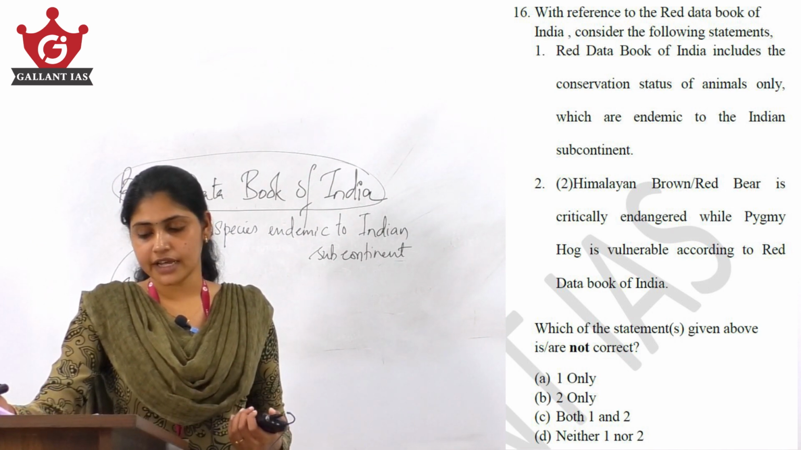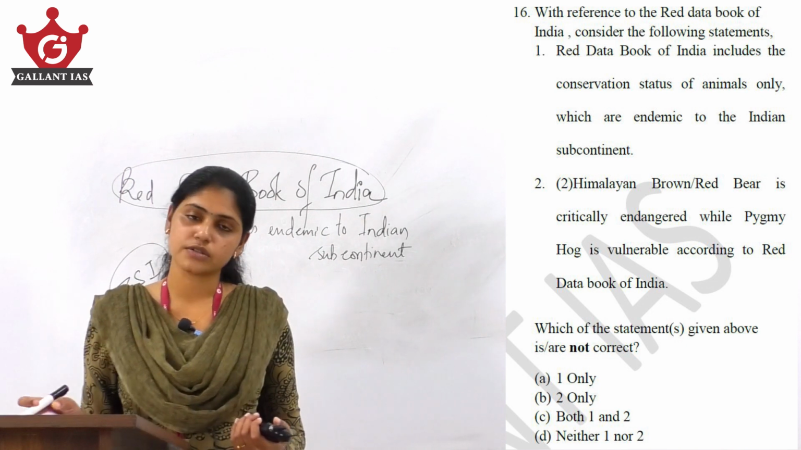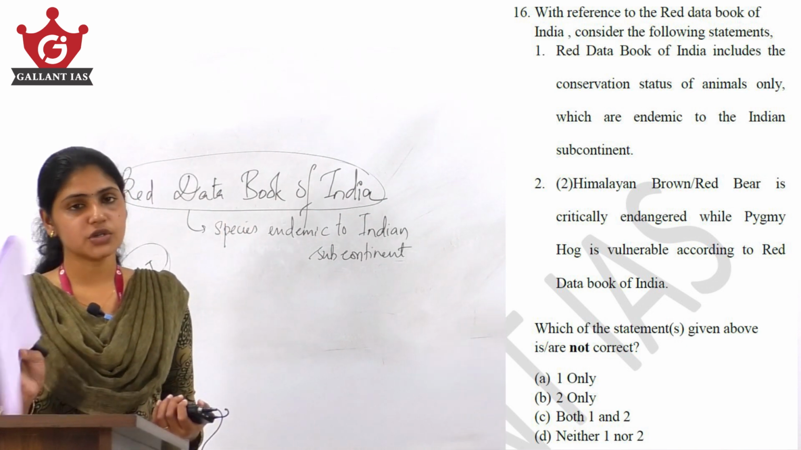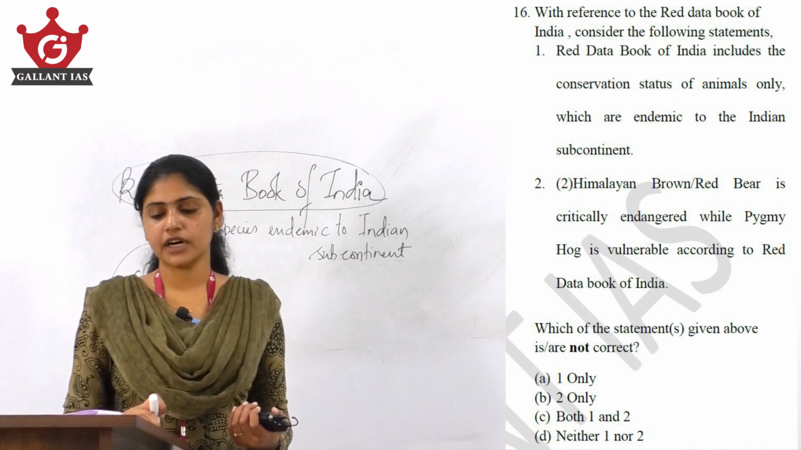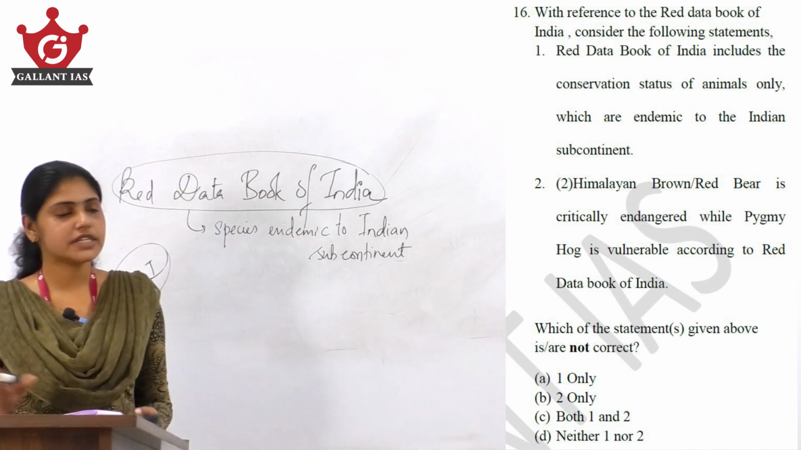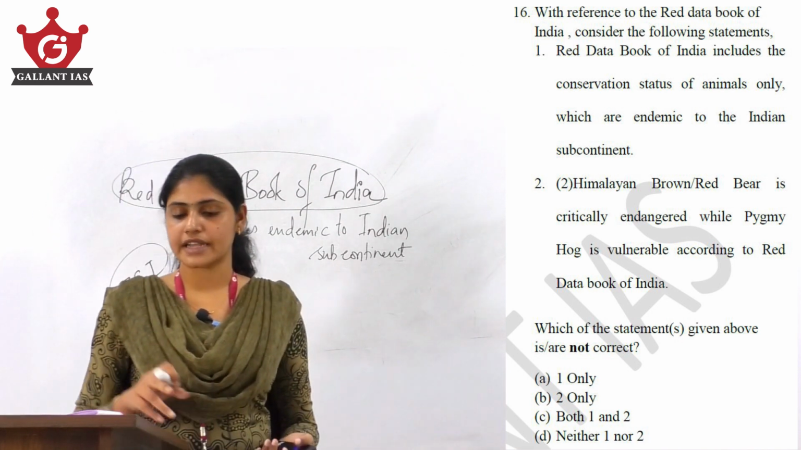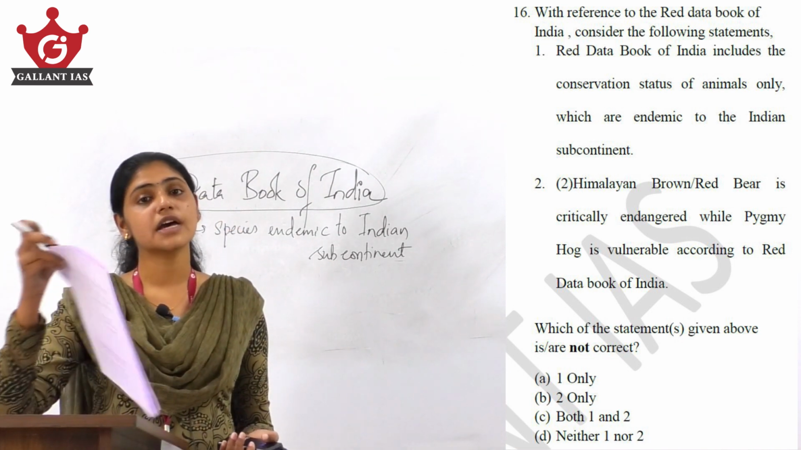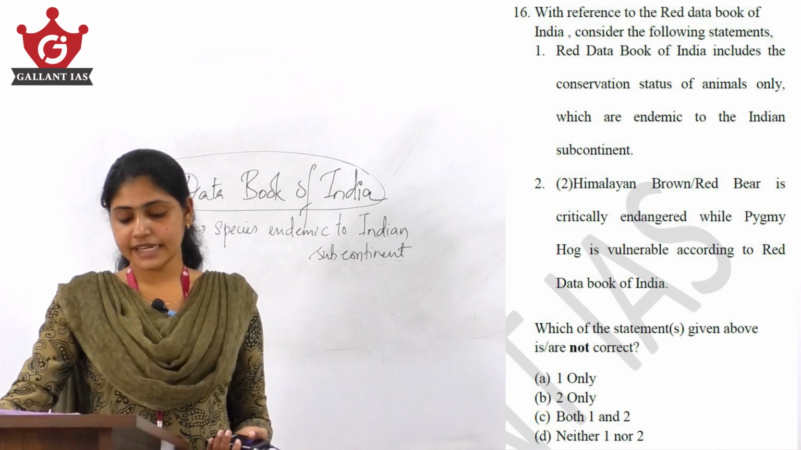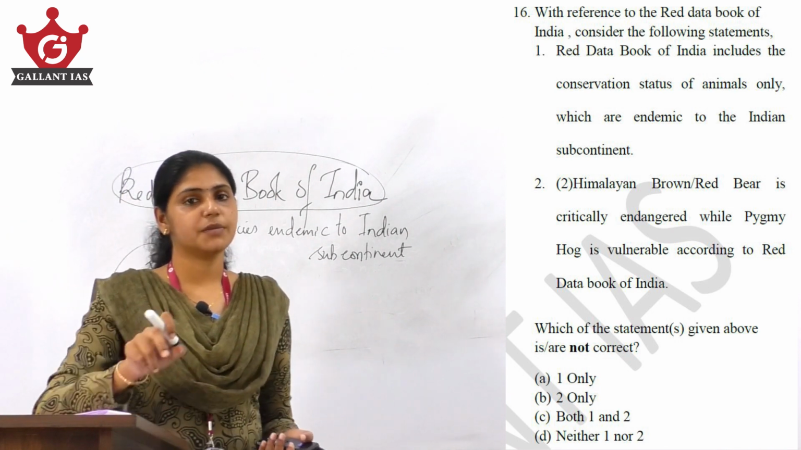With regard to this Red Data Book, the Himalayan brown bear or red bear is critically endangered. Also, the pygmy hog is critically endangered according to the Red Data Book of India. So here both the statements are wrong. Your answer here will be option C, because the question is asking about the incorrect statements.